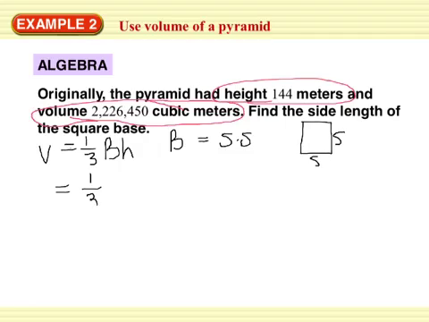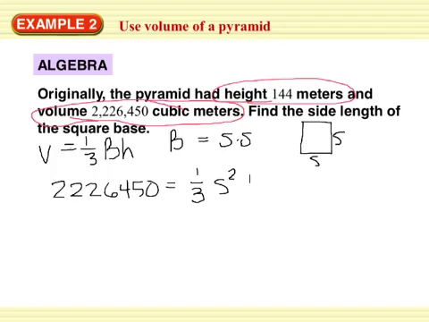So 1/3 side squared times H. Except I forgot to put the volume in. Oh, there's no way I'm squeezing that in. Let's write it over. Okay, we know our volume is 2,226,450 equals 1/3 side squared times height. And let's solve for the side squared.